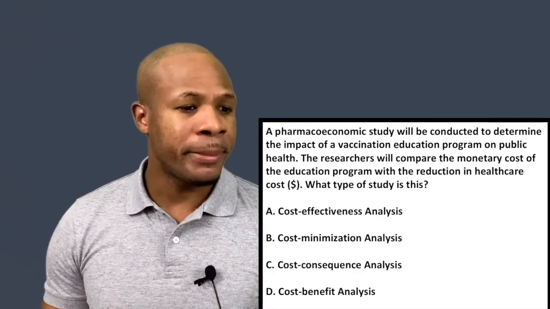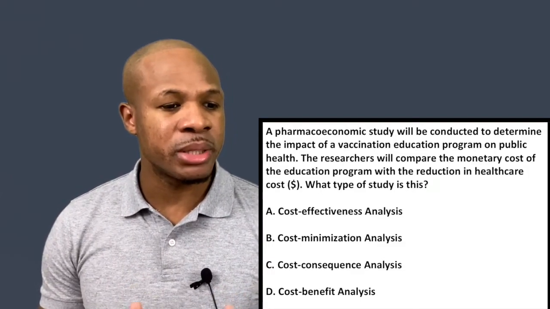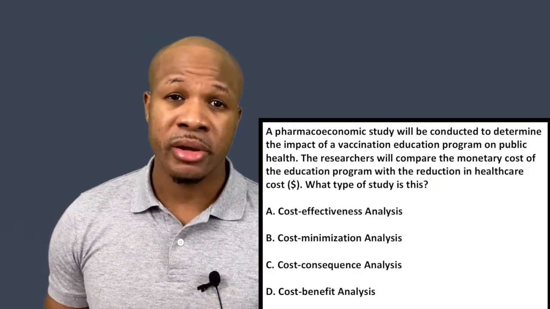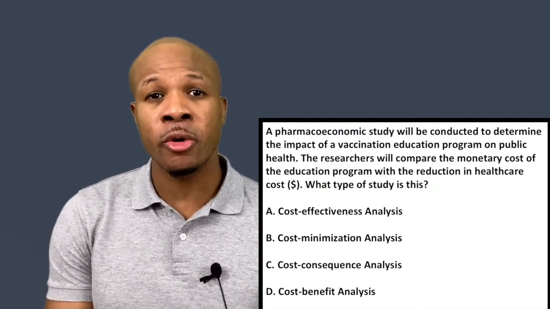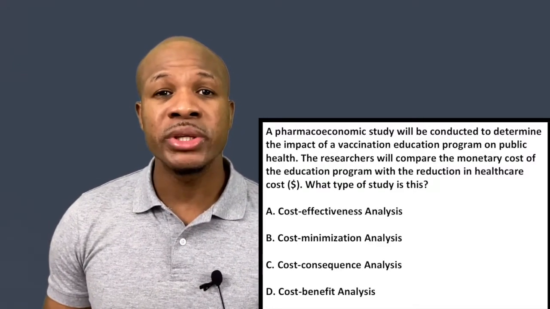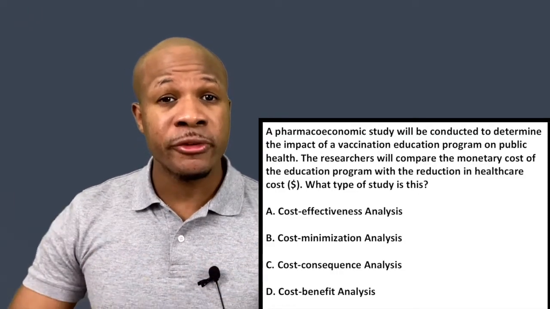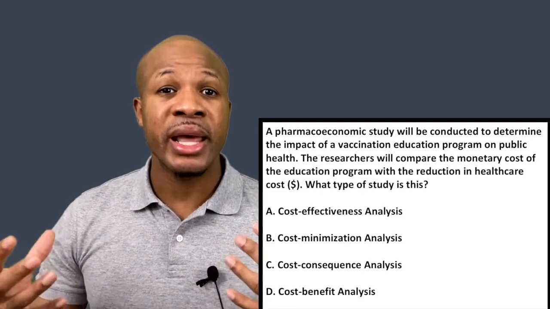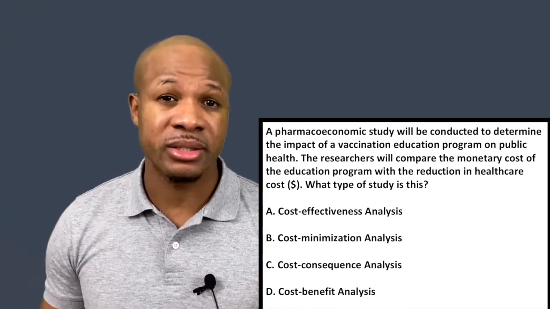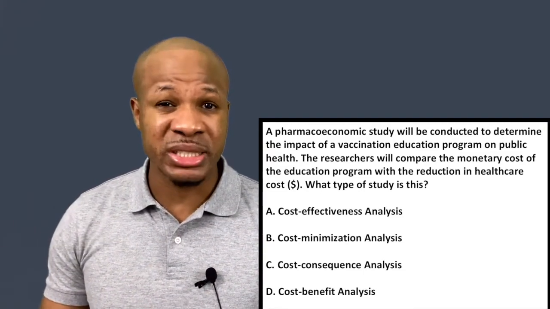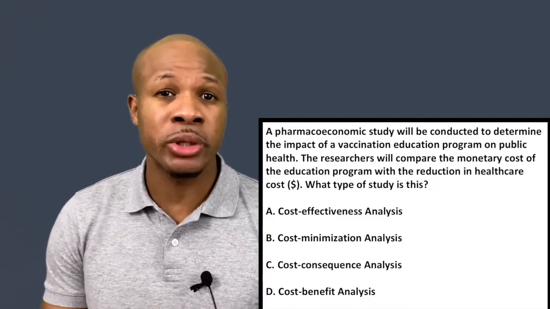Let's look at B. B says this will be a cost minimization analysis. That will also be incorrect because even though the input is in cost, when we talk about a minimization analysis, we're basically comparing different regimens of drugs that have the same effect. So their output is already the same, and we're just looking to see which one has the lower cost.